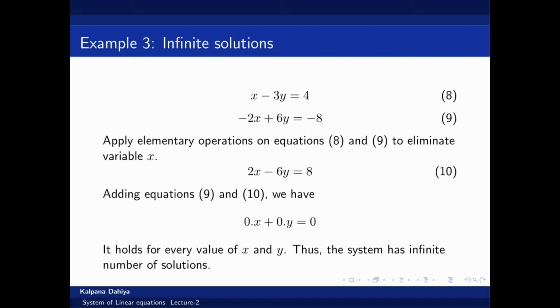If you recall the result from lecture number 1, this is a degenerate equation. And if in a degenerate equation the right hand side is 0, then every real number is a solution of this system. So here I am saying that for every value of x and y, this equation 0x plus 0y equal to 0 is always satisfied. So we say that the system has an infinite number of solutions.